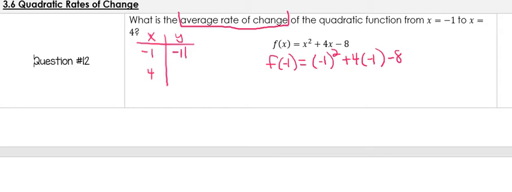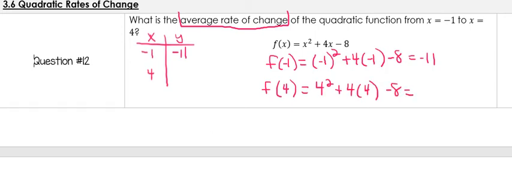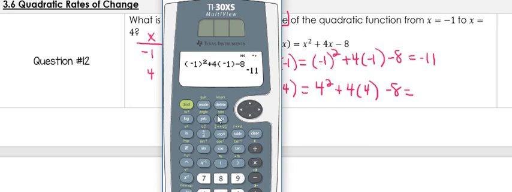That's my first coordinate. Then I'm going to do the same thing, but now when x is 4. So I'm going to evaluate my function at 4. So I'll have 4 squared plus 4 times 4 minus 8. And again, you can just take your calculator and plug it in like you see it. So 4 squared plus 4 times 4 minus 8, and I end up with 24.